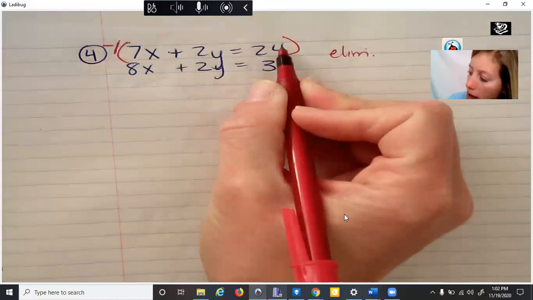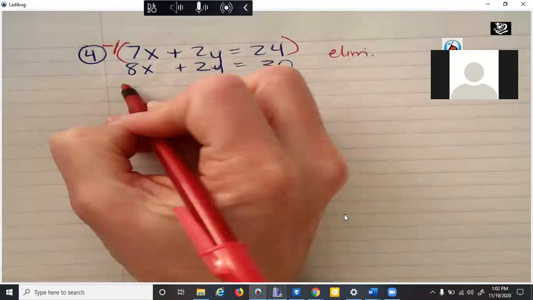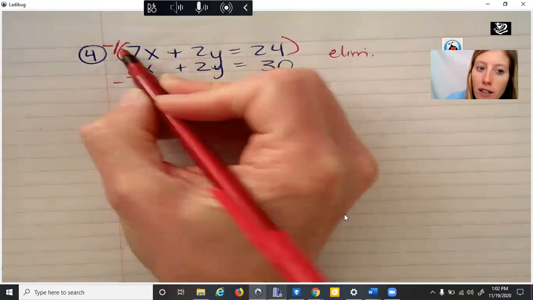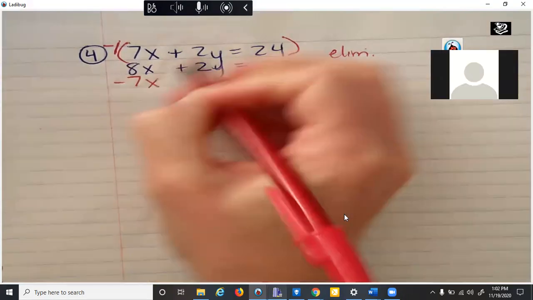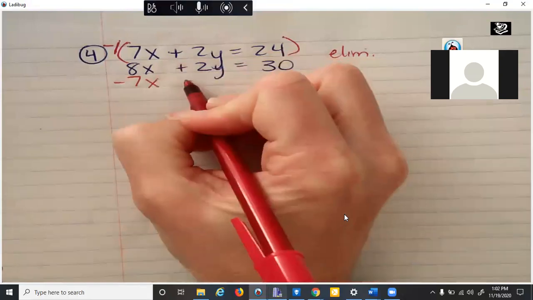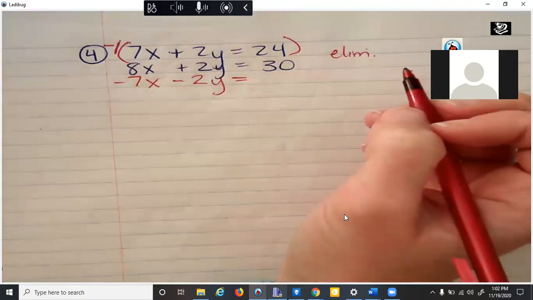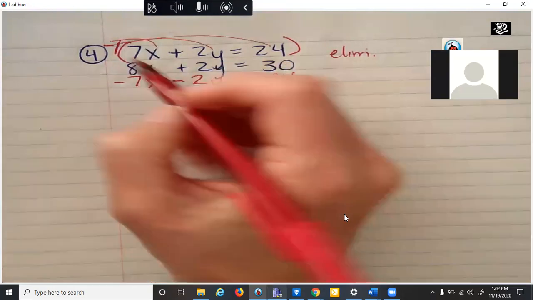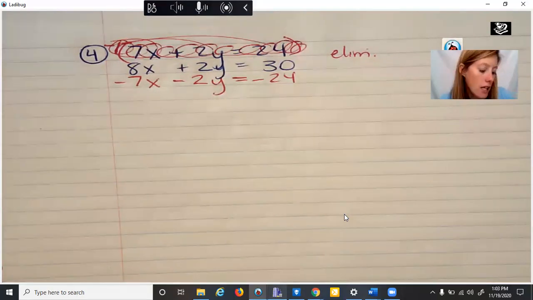Will, what do you get when you multiply the whole thing by -1? -14x. Nope, I'm multiplying by -1. Oh, -7x minus 2y equals -24. Good. So you see how I multiplied all of them by -1, Will? Yes. Okay. So you multiply all of them. QJ, now what happens?